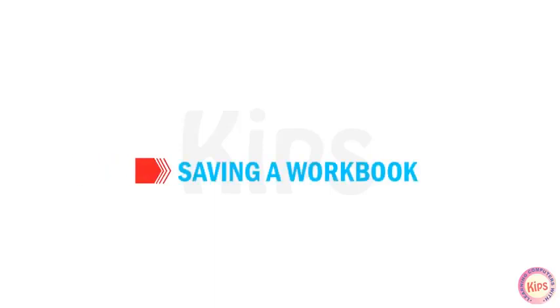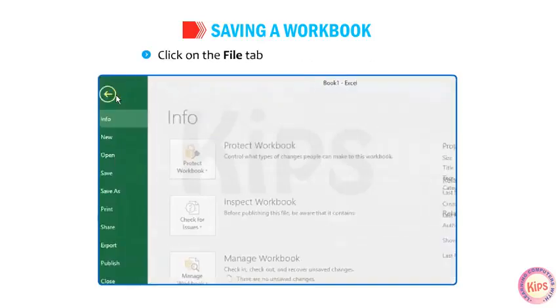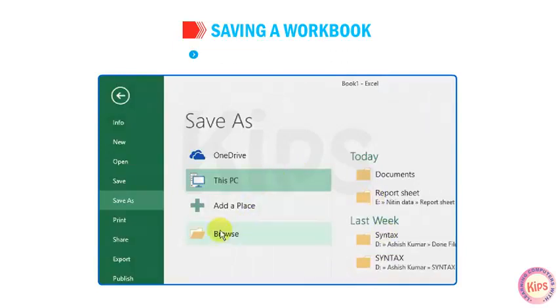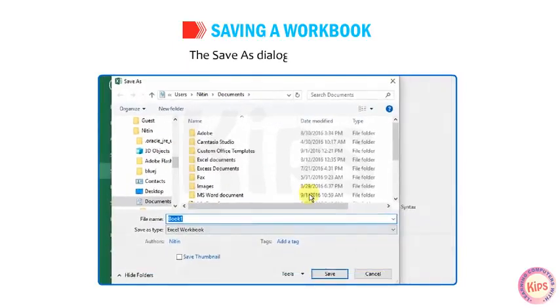Let us learn how to save a workbook now. To save a workbook, follow the given steps. Click on the File tab and select the Save option. The Save As pane will appear. Click on the Browse option. The Save As dialog box appears.